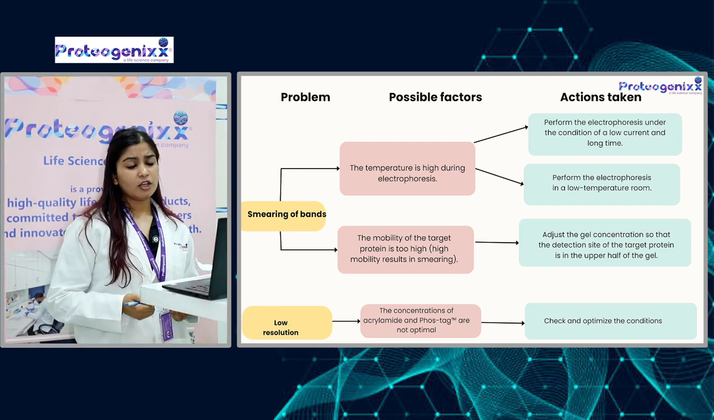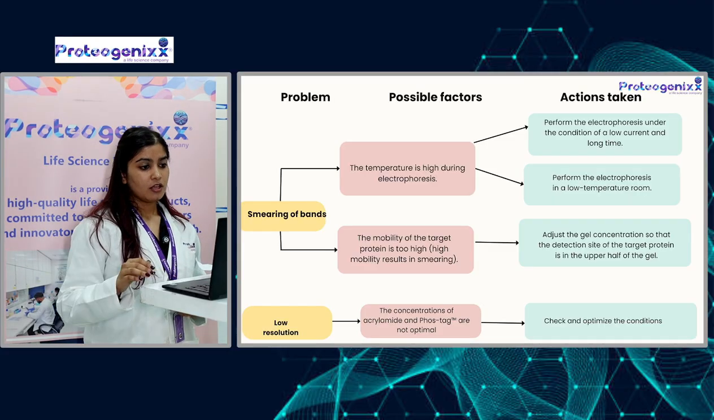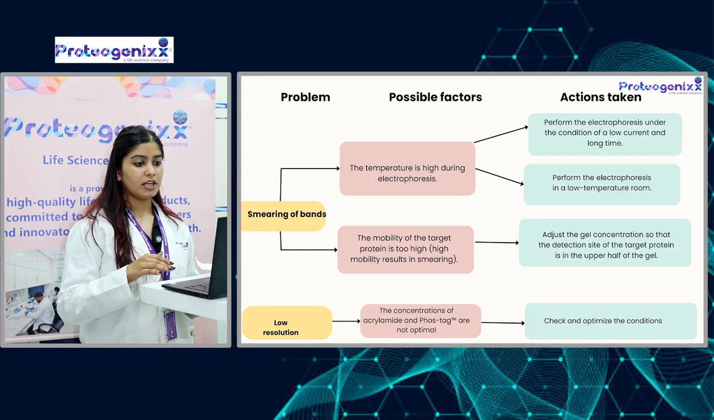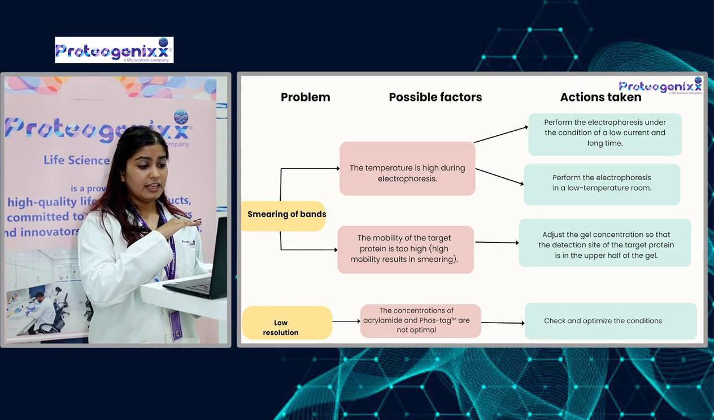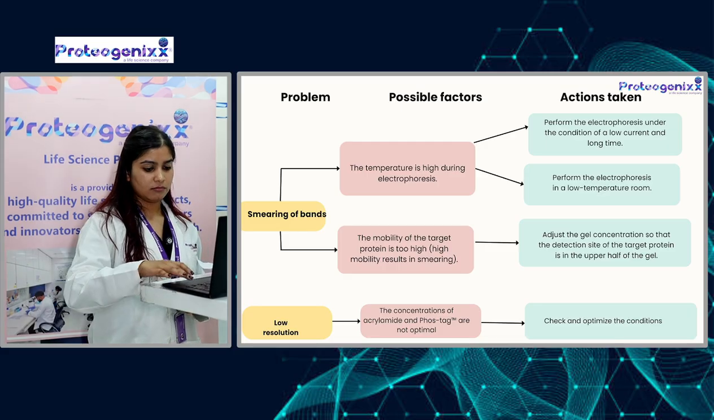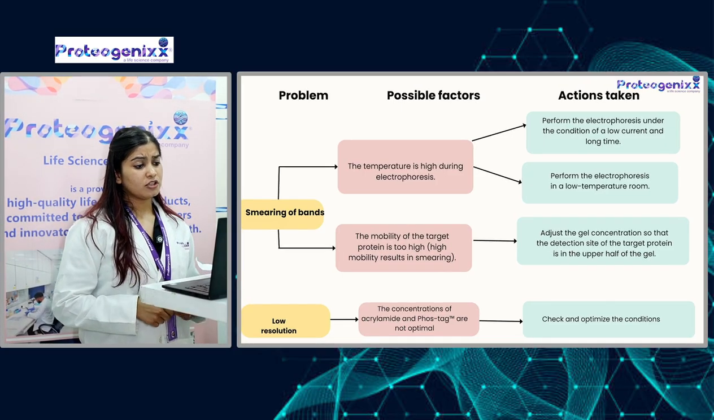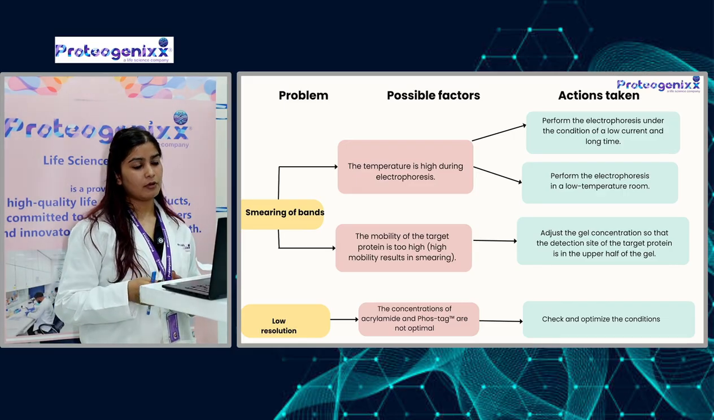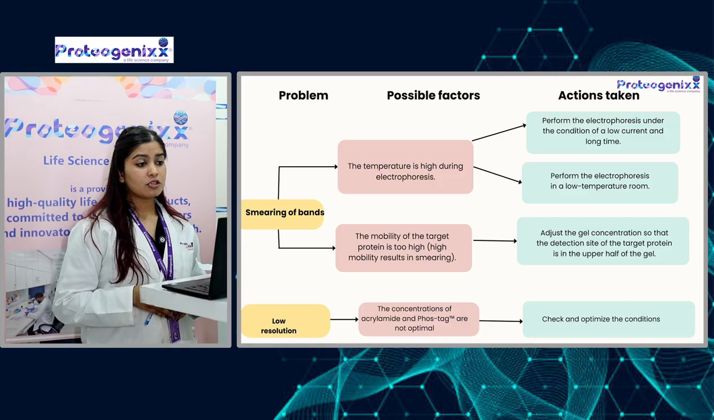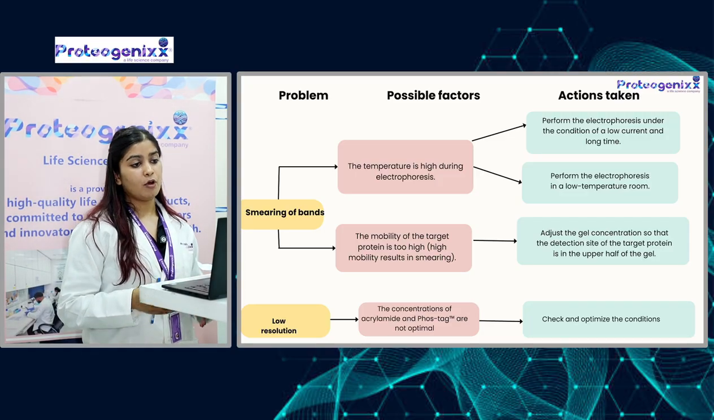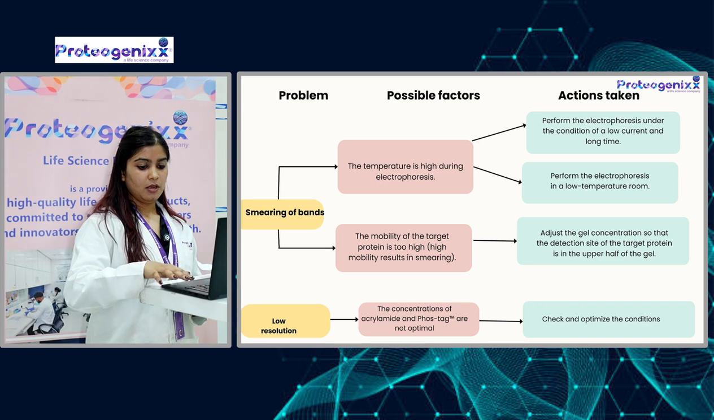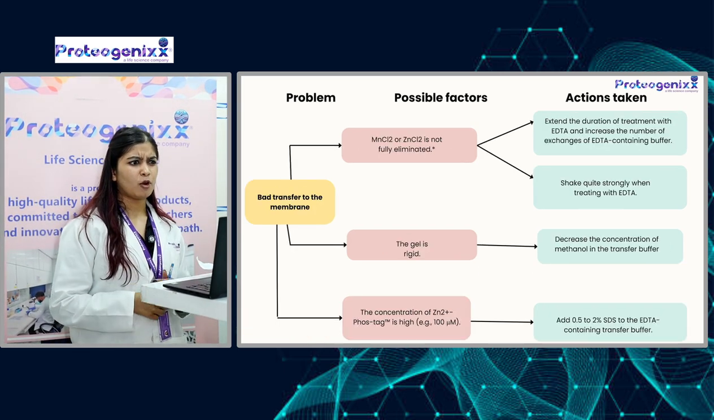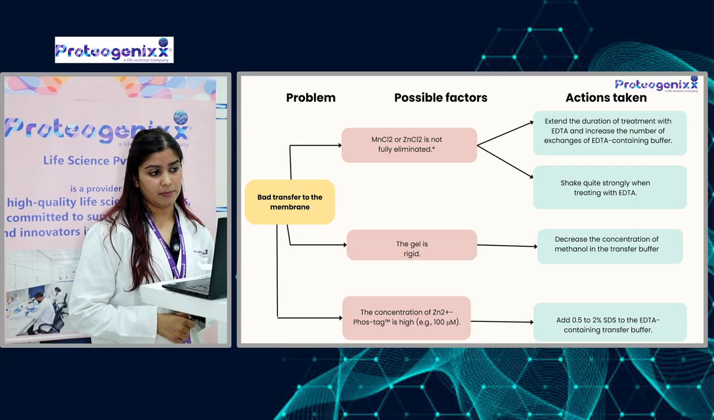Another problem is that the mobility of the protein is too high. So adjust the concentration of the gel so that the target protein is layered on the upper half of the gel. Low resolution is also a problem, which happens when the concentrations of your acrylamide and Phos-tag acrylamide are not optimal. As we talked about earlier, it is very important to optimize the concentration of both acrylamide and Phos-tag acrylamide. One more problem that we face is bad transfer to the membrane.